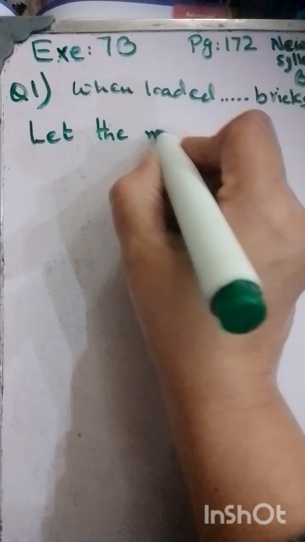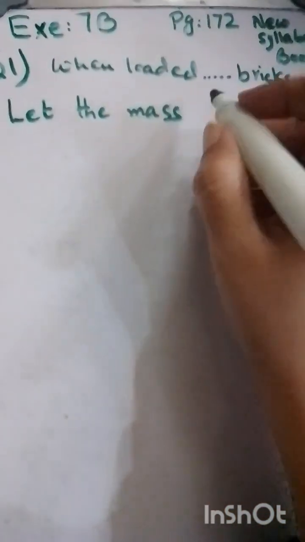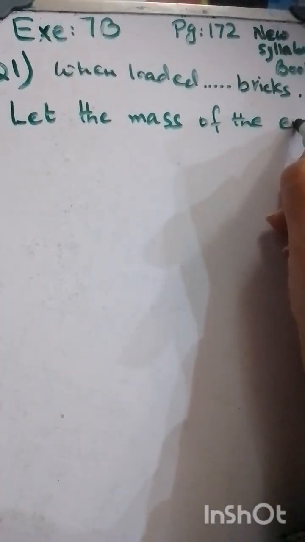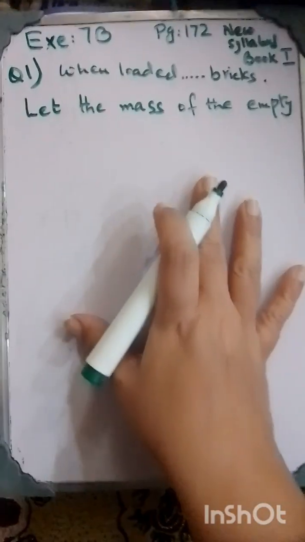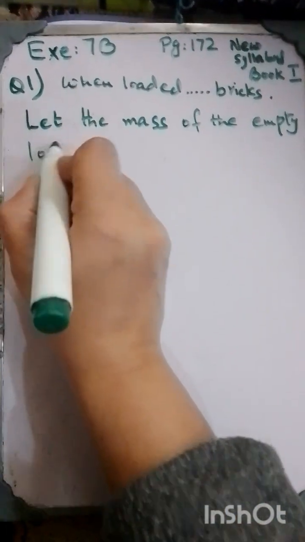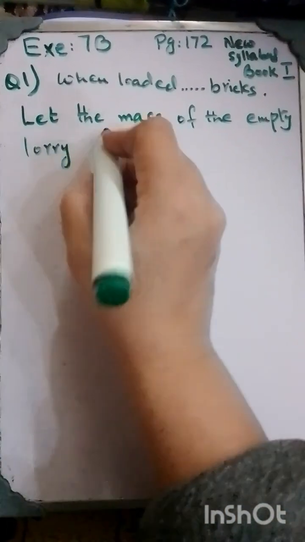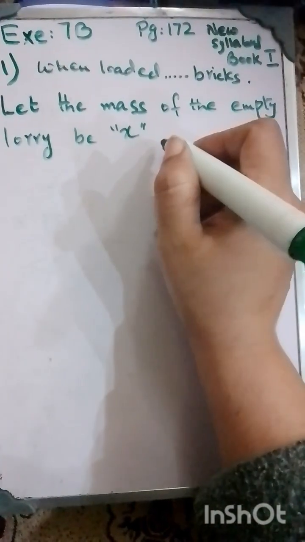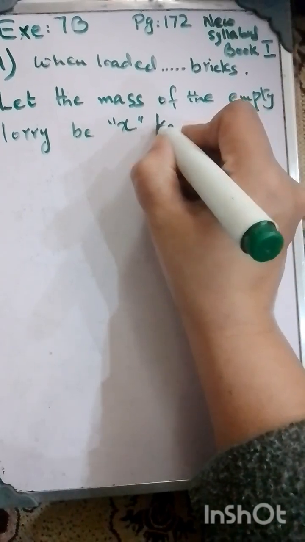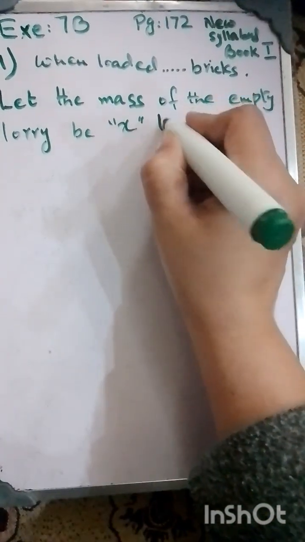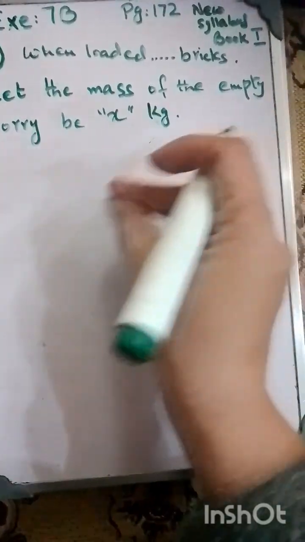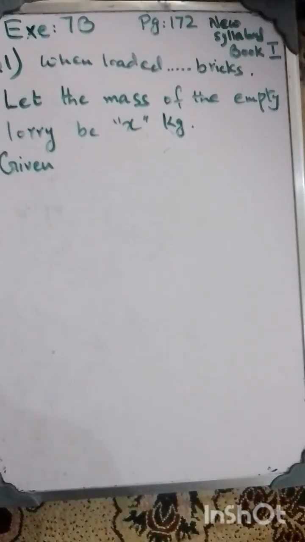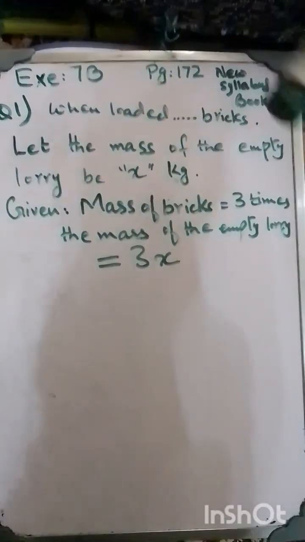So we have to suppose, first of all, and consider the mass as an unknown, that is a variable. Let the mass of the empty lorry equal x. Let's say it is x. Of course it is a mass, so it has some kind of unit. So here I'm writing kg. Let's solve it. We have been given a mass in kg as well.